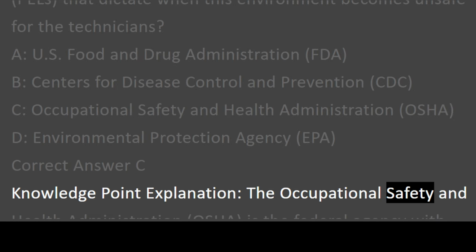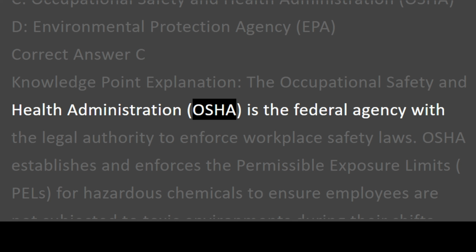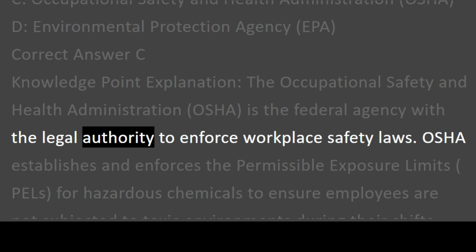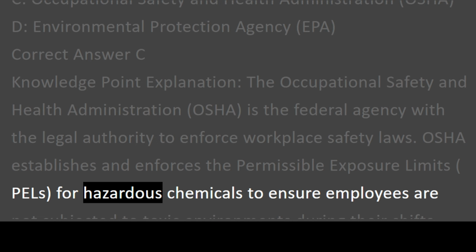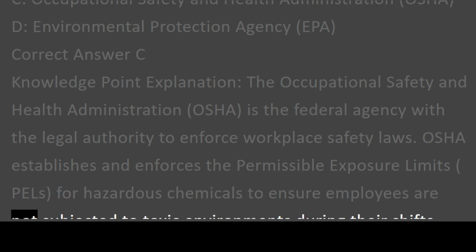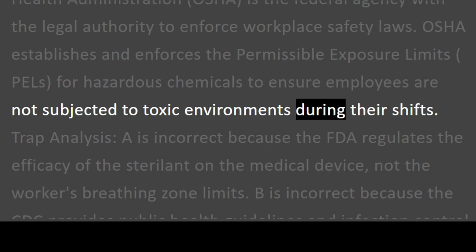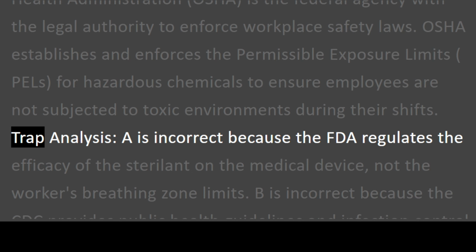The Occupational Safety and Health Administration, OSHA, is the federal agency with the legal authority to enforce workplace safety laws. OSHA establishes and enforces the permissible exposure limits, PELs, for hazardous chemicals to ensure employees are not subjected to toxic environments during their shifts. Trap analysis.